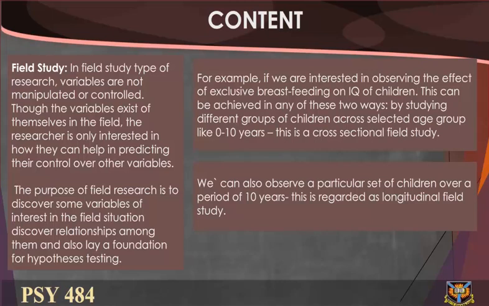For example, if you are interested in observing the effect of exclusive breastfeeding on IQ of children, this can be achieved in any of these two ways. By studying different groups of children across a selected age group like 0 to 10 years, this is a cross-sectional field study. We can also observe a particular set of children over a period of 10 years. This is regarded as a longitudinal field study.